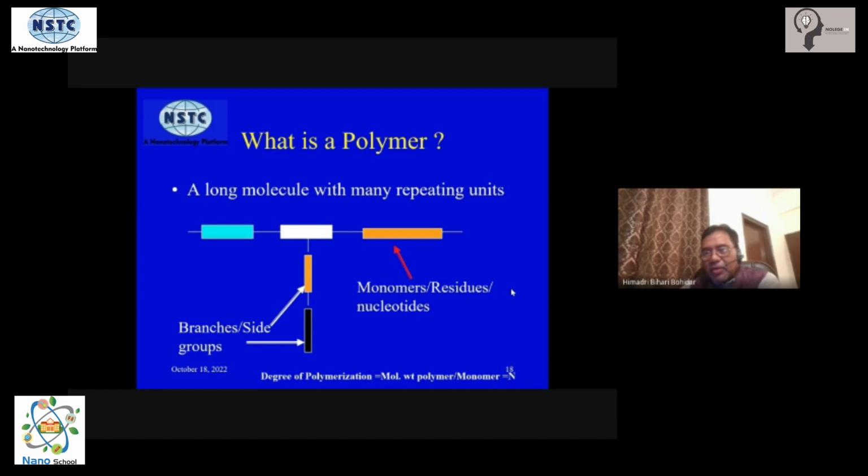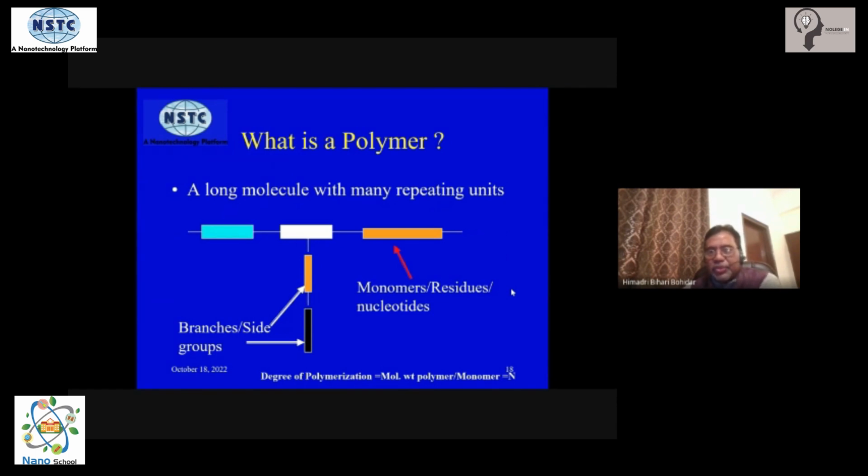Now, it can be a long chain unit with several or thousands or millions of these repeating units attached to each other through covalent bonding, or it can also have branches. But fortunately, biopolymers are all linear chains. They are not branched chains. Branches are observed only in synthetic polymers. So for biopolymer discussion, we don't have to worry about the branching.